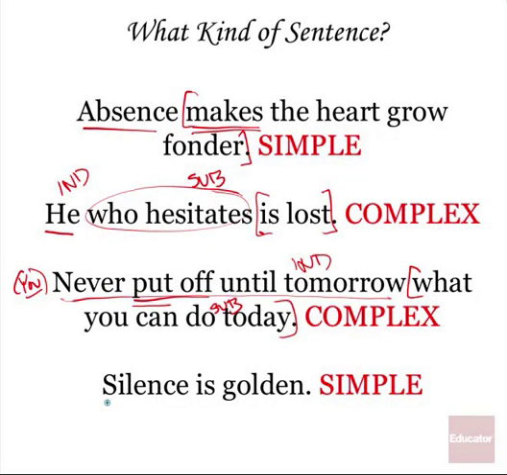And finally, silence is golden. Silence is our subject. Is our verb. Is golden is our predicate. One subject, one predicate, one independent clause. It's a simple sentence.